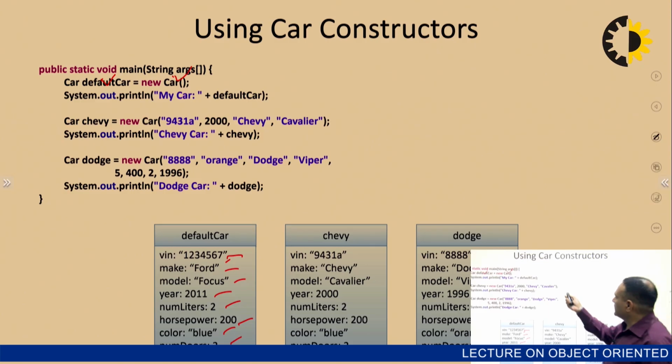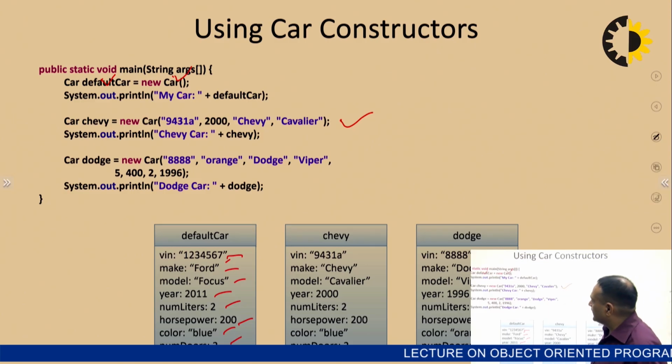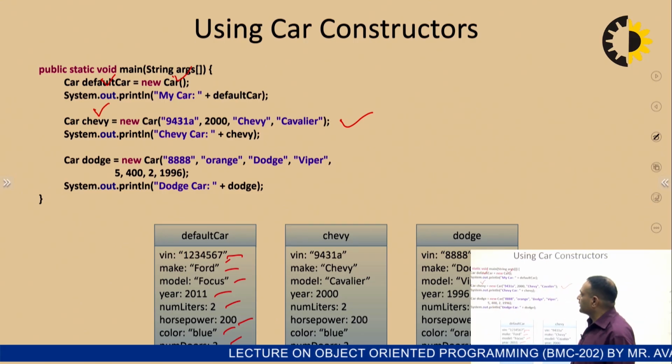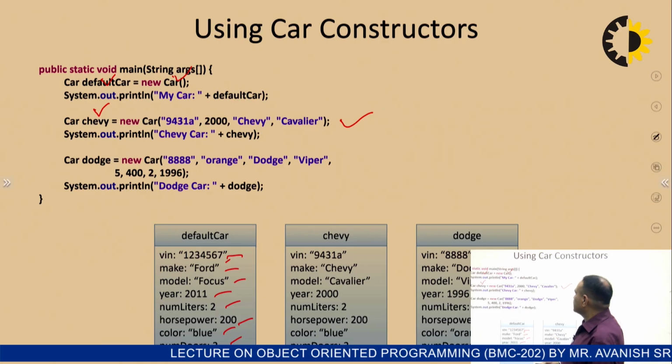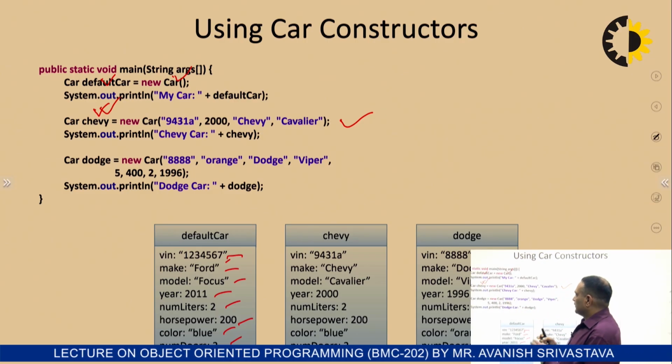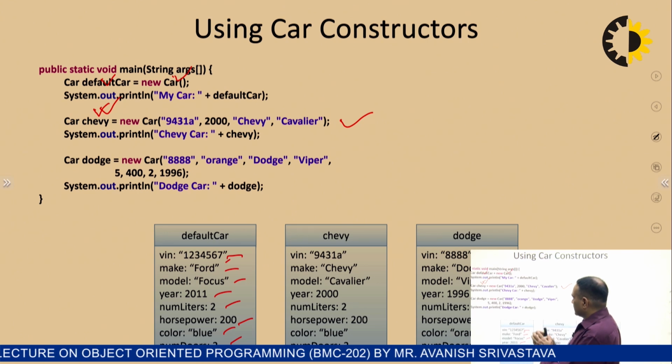Second, here you can see that this particular object is created, and the values within the object are different types of parameters which we are passing.